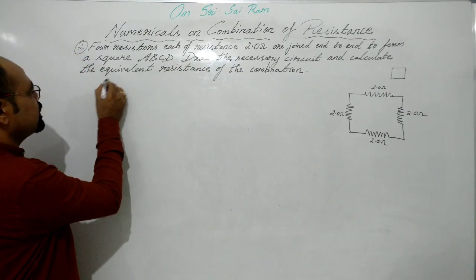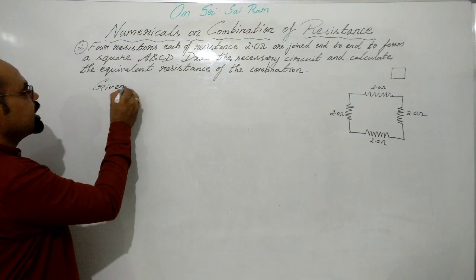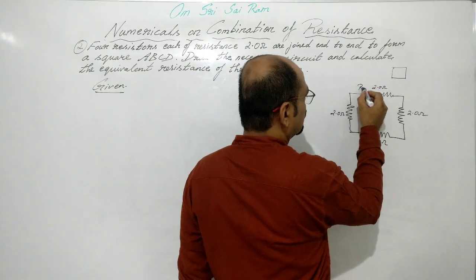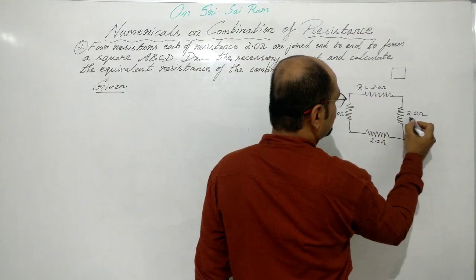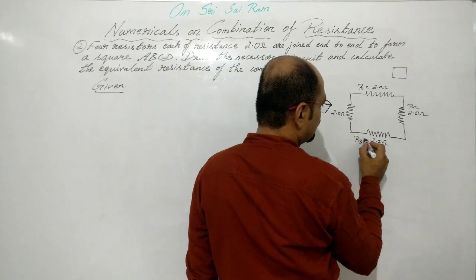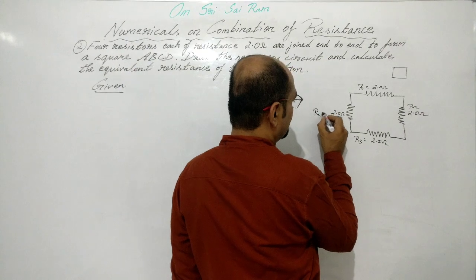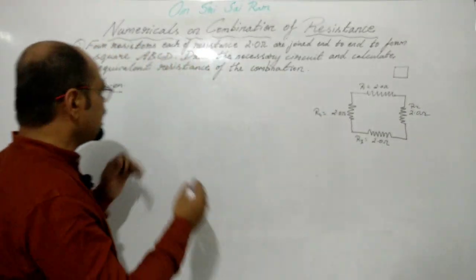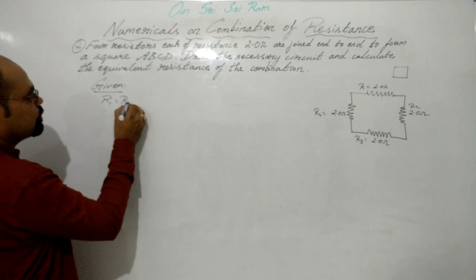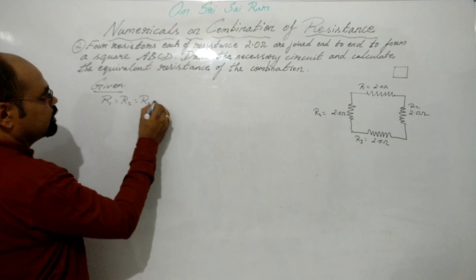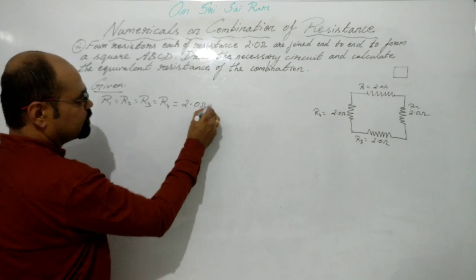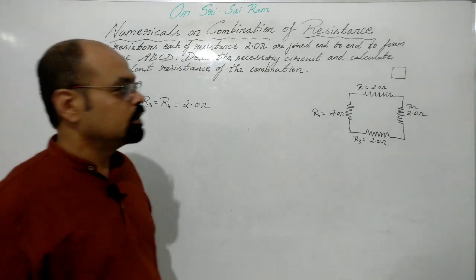Now let's write the given. To write the given, first let's take R1, okay, this is R2, this is R3 and this is R4. Okay, so we can write here R1 is equal to R2 is equal to R3 equals R4 equals 2.0 ohms. This is what is given in the question.